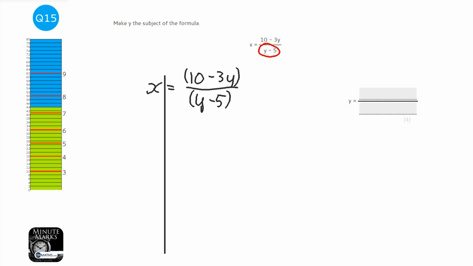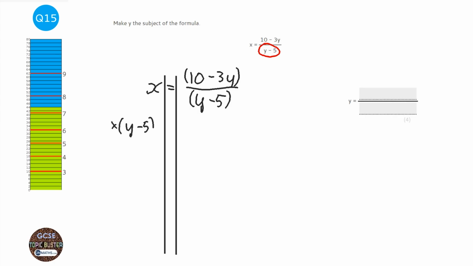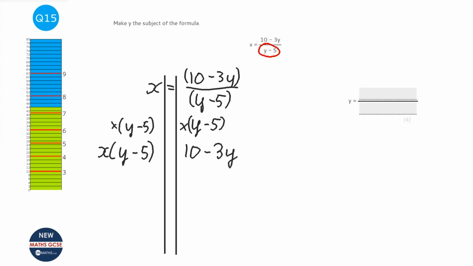I'm going to put my lines down. So the first thing I want to do is times both sides by that y minus 5. And you must do that. You can't access the numerator of the fraction otherwise. So this ends up being x brackets y minus 5. And on the right hand side it's just the same numerator but without the denominator.